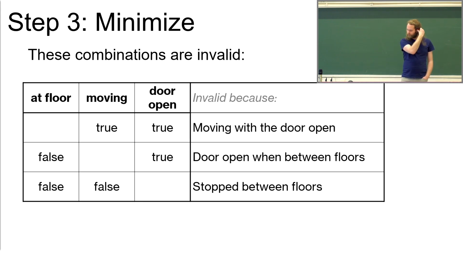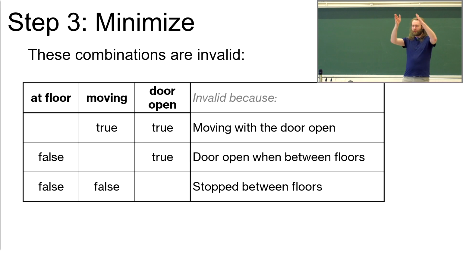If we are moving with the door open, from the specification, this is technically possible behavior, but we don't want that to happen. So since we don't want it to happen, let's just make that combination literally inexpressible in our code. Let's just get rid of that. If the door is open between floors, that's also technically possible. It's a thing we can do. It's a bad idea, but we can do it. And also stopping between floors. Again, it's something that we can do, but it's a bad idea.